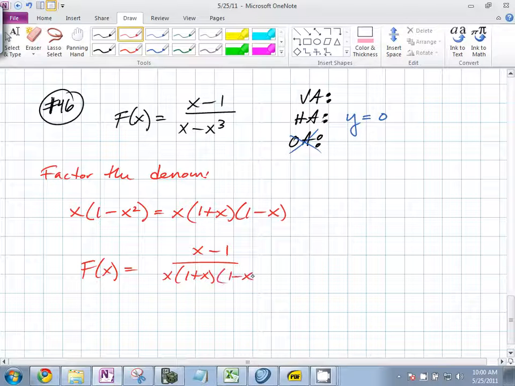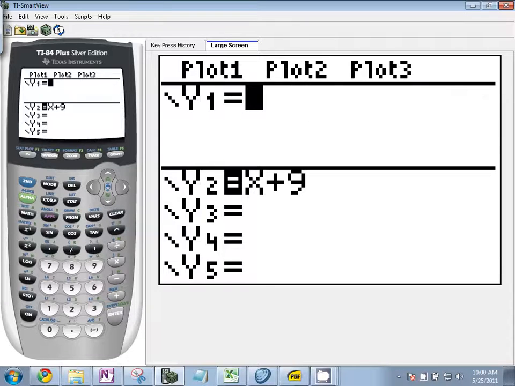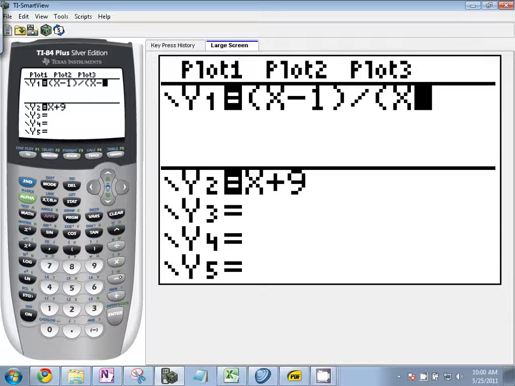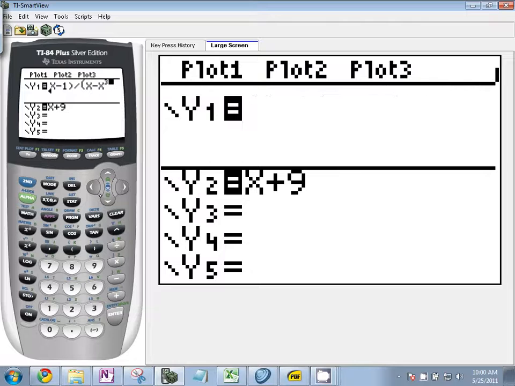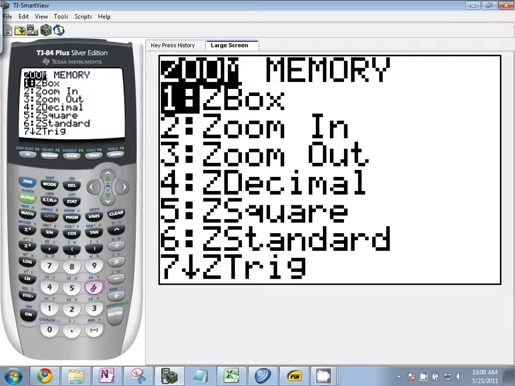Okay, so what do we think the vertical asymptotes are? x equals 0. Yep. x equals negative 1. x equals 1. Well, let's test it out. Let's see what this looks like. Y equals, what was it? It was x minus 1 on top, divided by x times 1 plus x, x to the third, right? Like that? Let's zoom standard and see what happens.